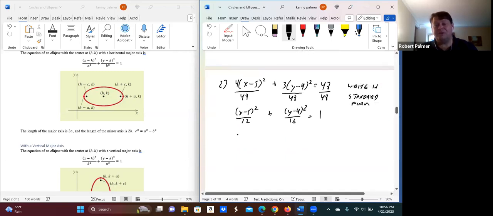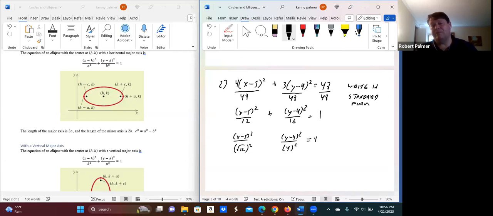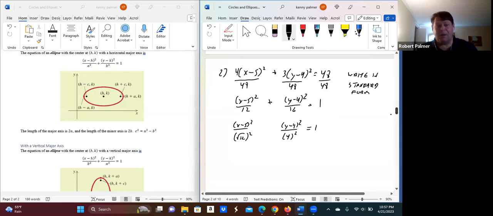So now, actually, let's also write this as (x minus 5) squared over the square root of 12 squared. And this, of course, is (y minus 4) squared over 4 squared, since 16 is 4 squared, equal to 1. Okay. So now this looks much more like what we had before.